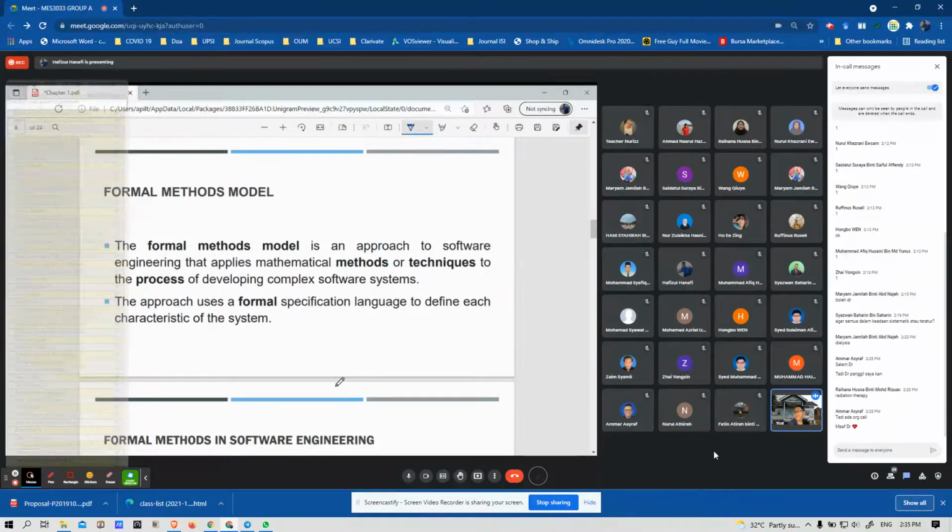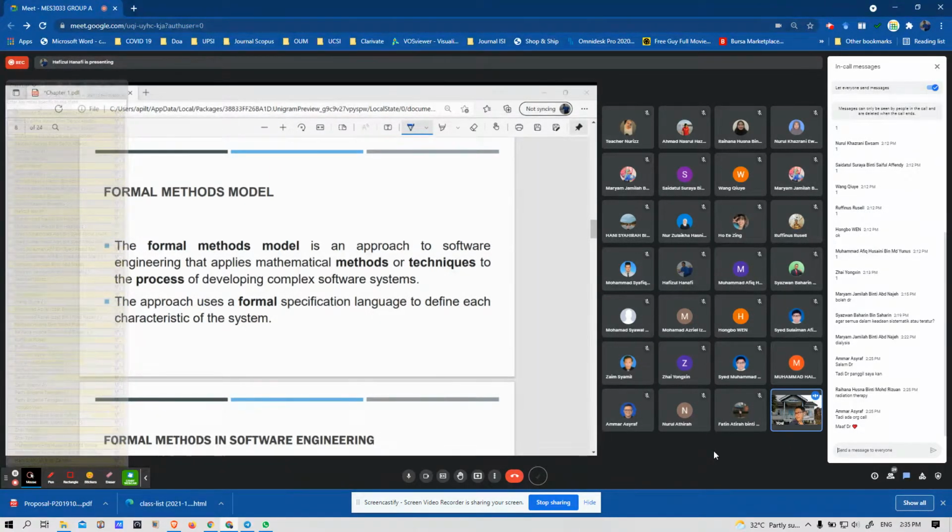And then the approach is using a formal specification language. Okay, formal specification language that have several characteristic that can embed the mathematical equation. Other than that, a formal specification language, we can use the Z language.